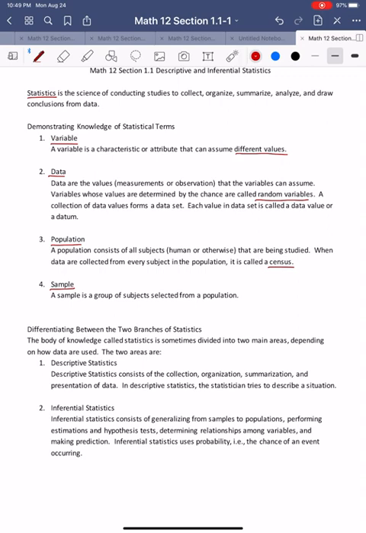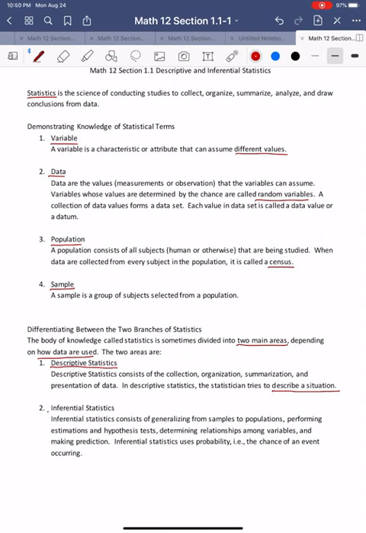The body of knowledge called statistics is sometimes divided into two main areas, depending on how the data are used. The two areas are, number 1, descriptive statistics, which consists of the collection, organization, summarization, and presentation of the data. In descriptive statistics, the statistician tries to describe the situation, without any assumptions, and that we call descriptive statistics.